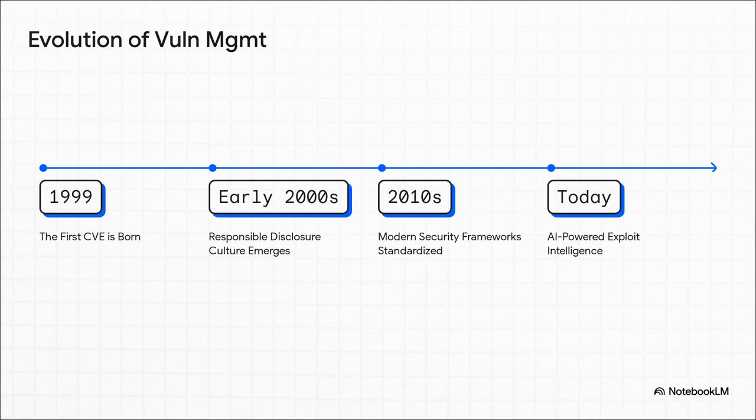You can draw a direct line from CVE-1999-0001 straight to where we are today. It started the conversation that led to responsible disclosure, which then evolved into standardized security frameworks, and has now brought us to the cutting edge with things like AI-powered exploit intelligence. It all started right here.